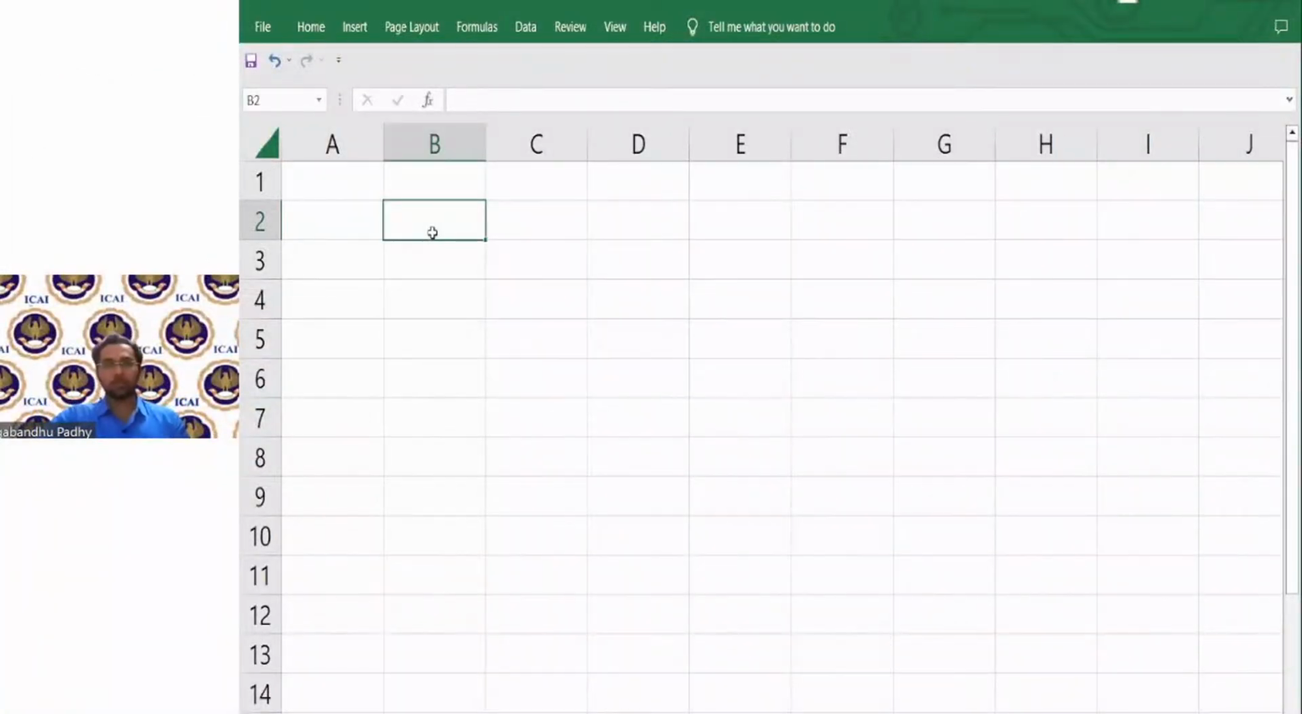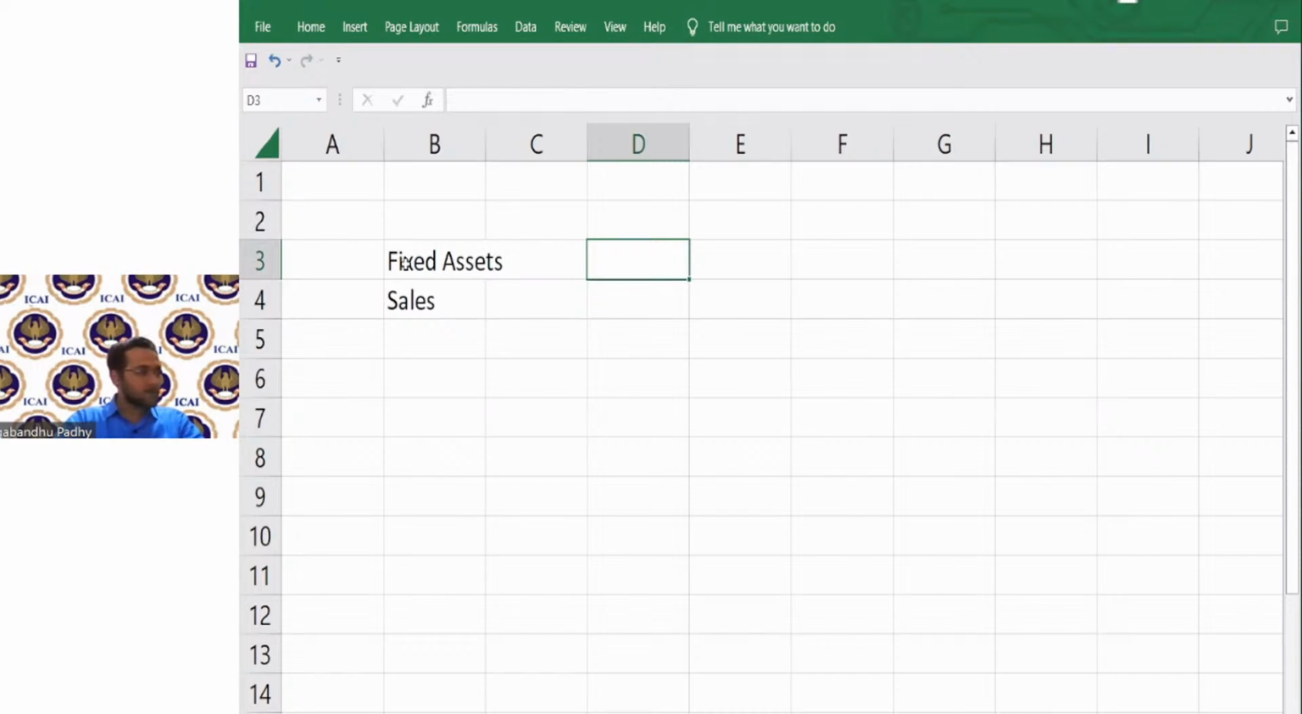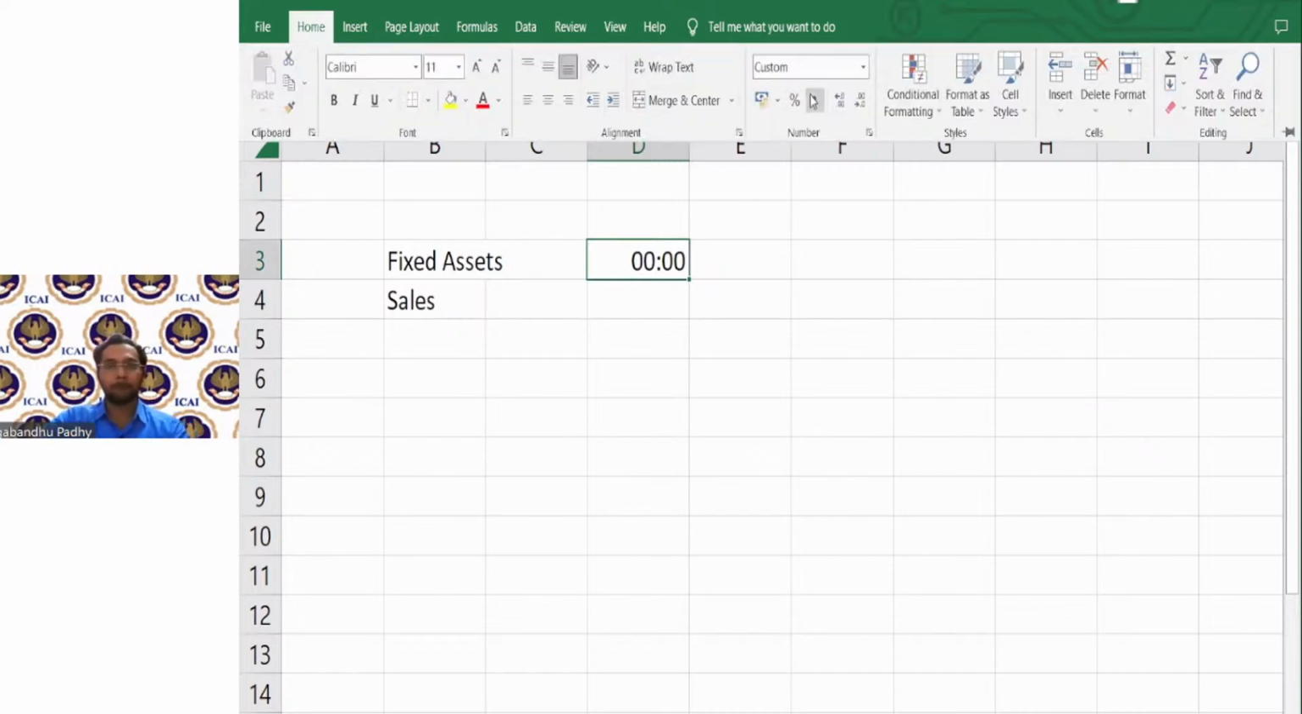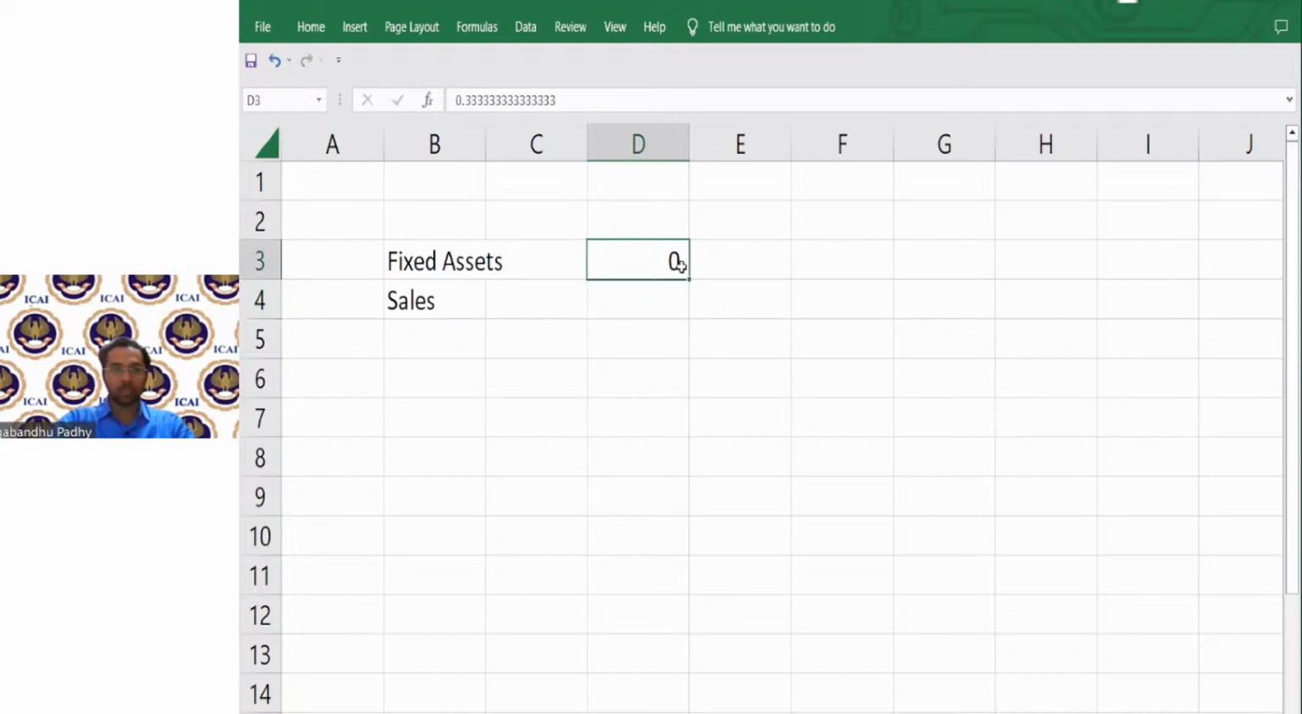Okay, so let's proceed, guys. We have the ratios given over here. The first ratio that we have to use is the fixed asset to sales ratio. So we have been given that fixed assets to sales is 1:3. We're given 1:3, so basically that's going to be 1 divided by 3. That's the ratio given, fixed asset to sales.